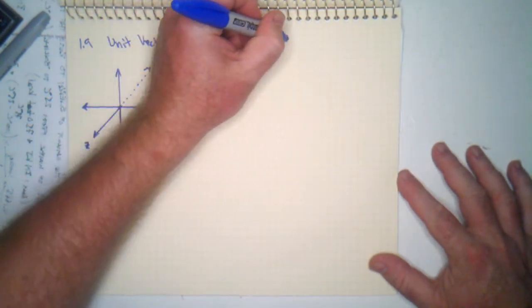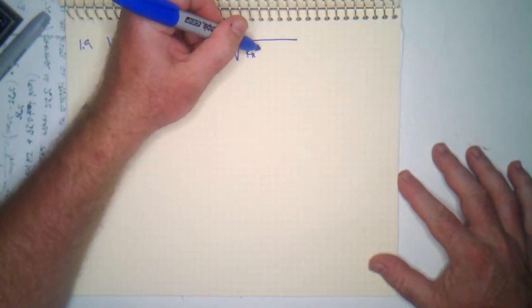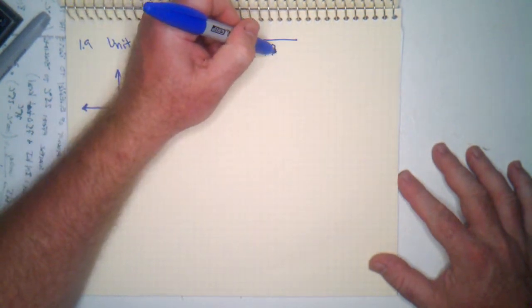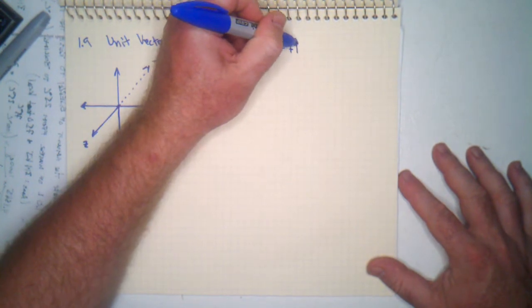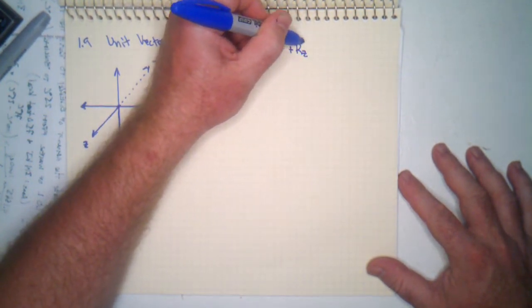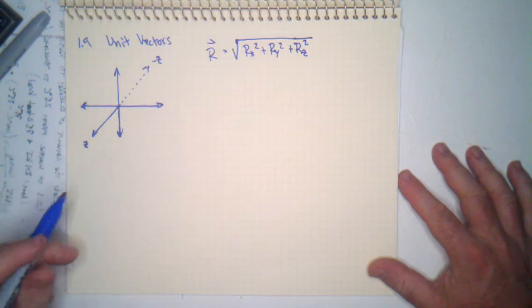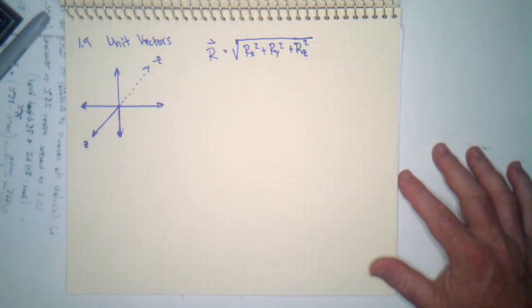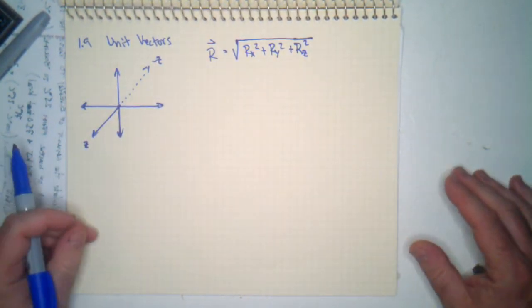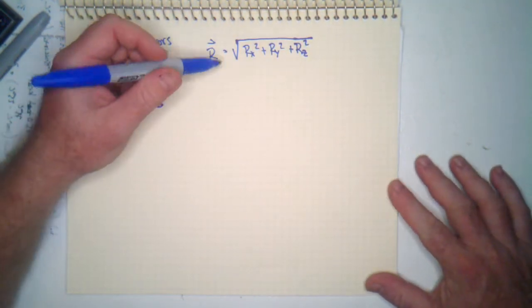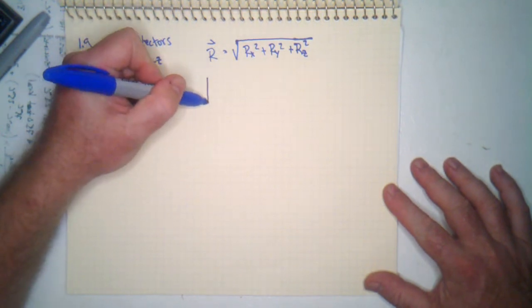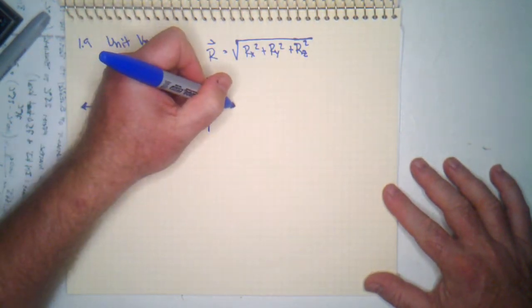We remember that the resultant vector equals the square root of rx squared plus ry squared. Well, in 3 dimensions, it's not that different. We just use rz squared to determine the resultant vector of a vector in 3 dimensions. Now, there's also a little helpful piece that we can use, which are called unit vectors.